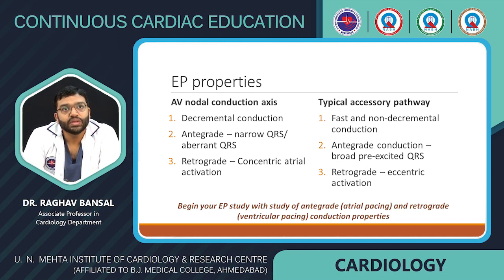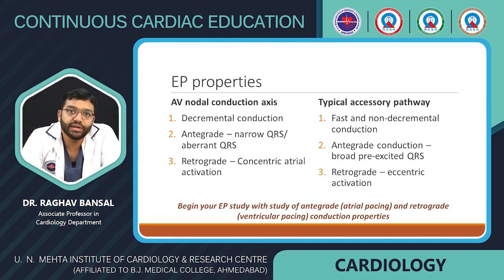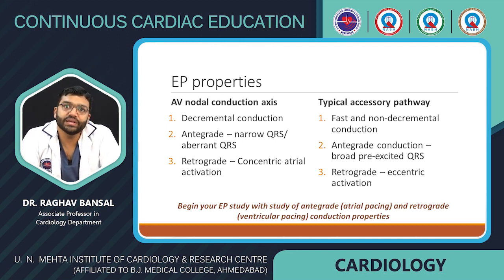And regarding the retrograde properties, the AV nodal conduction axis will give a concentric atrial activation, while a retrograde accessory pathway will give an eccentric atrial activation, except in the cases where the accessory pathway itself is Parahisian, thus giving an earliest activation at the His bundle.